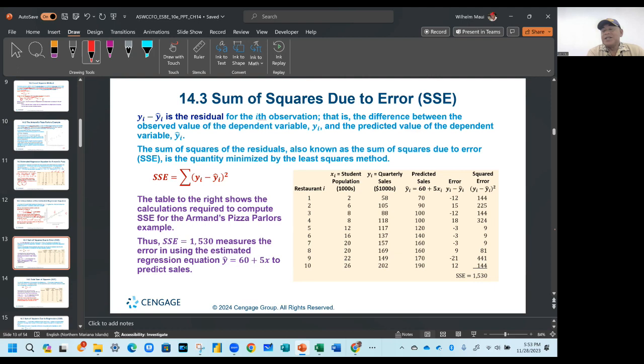Now, we turn our attention to the residual, no? At this stage, it's good to remember what the notation for the residual is. So that residual is what? The observed value subtracted by the estimated value for each of the ith observation, no? That is the difference between the observed value of the dependent variable yi and the predicted value of the dependent variable, no? The sum of the squares of the residuals is also known as the sum of squares due to error, no?